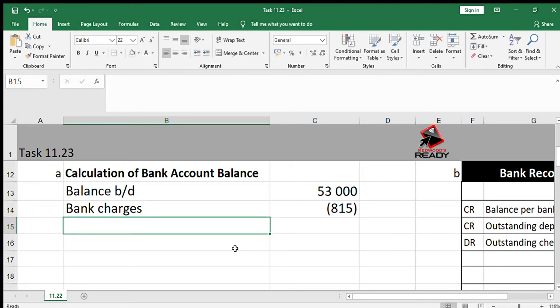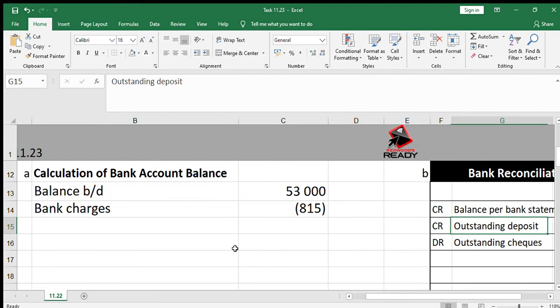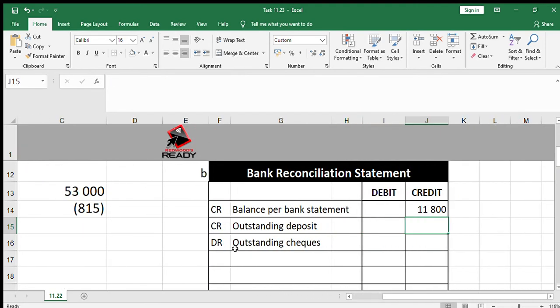A deposit dated 3rd September 20.9, not reflected on the bank statement. Okay, so this deposit will be an outstanding deposit, 47,200.